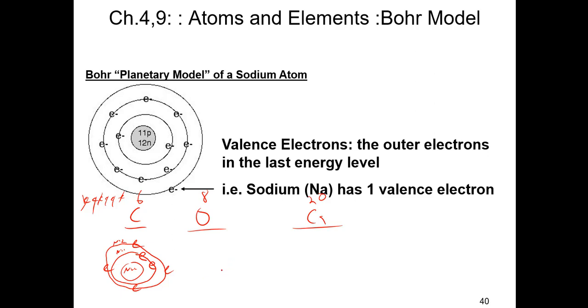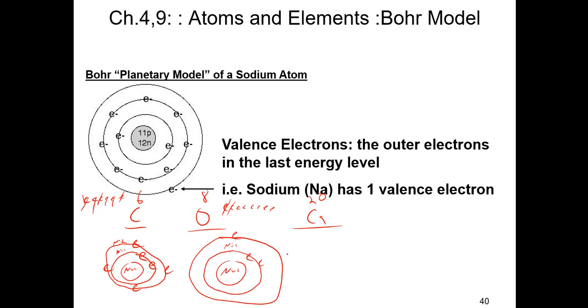Let's go to oxygen. There's my nucleus. First energy level, n equals 1. 1 and 2. I'm going to put in my electrons. 1, 2, 3, 4, 5, 6, 7, 8. So you just got rid of the first 2 electrons. I'll then put in the next one. 1, 2, 3, 4. 1, 2, 3, 4, 5, 6, 7.